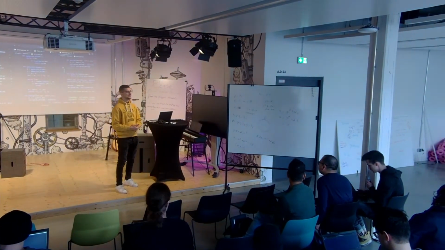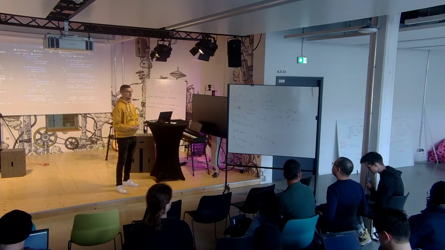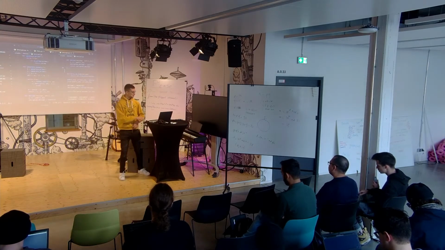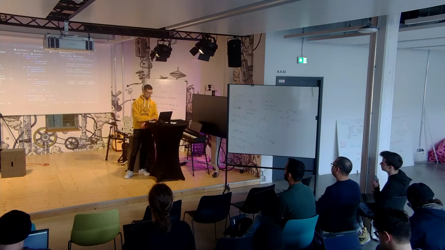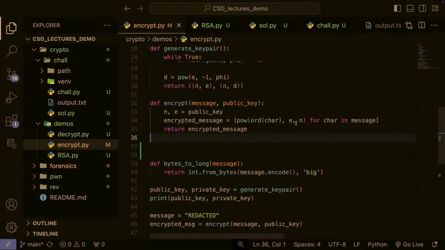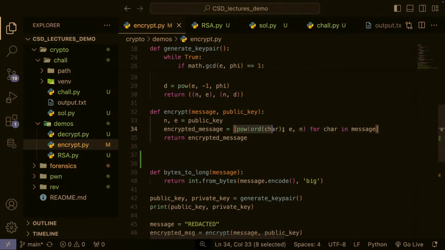Oh yeah, the demo. As written in the code, it was just iterating over each character. Let me show everyone. When you look at the code, you will see it was encrypting, with an inline for loop going through each character, taking the character and raising it to the power of e mod n.